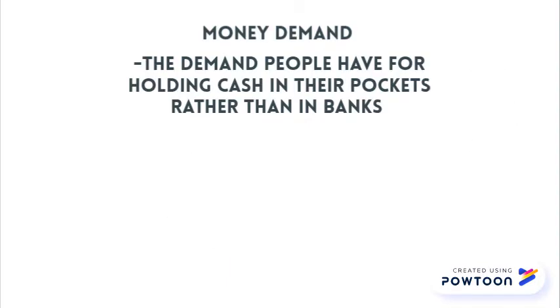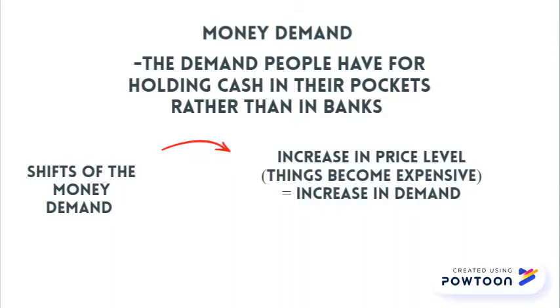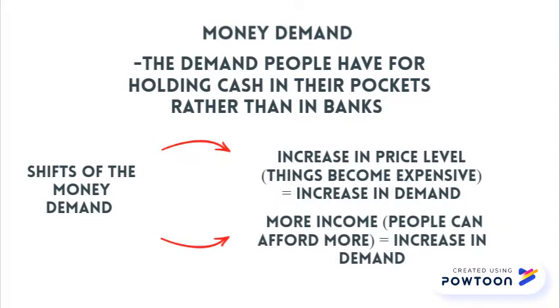Let's talk about money demand, the demand people have for holding cash in their pockets rather than in banks. Shifts of the money demand occur when there's a change in price level or a change in income. So an increase in price level when things become expensive, or an increase in income when people can afford more, will both cause people to want more money on hand.